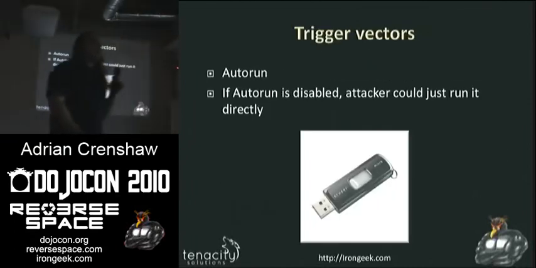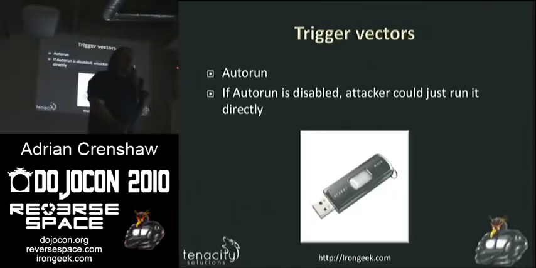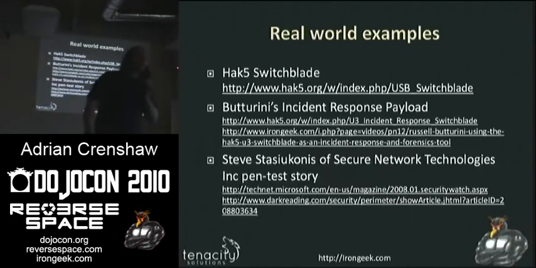Alright, trigger vectors. Once again, we've got the auto run, and if auto run's disabled, there are a few other techniques. People can just run it directly, for instance. Now, a few real-world examples of this. You can go ahead and check out the Hak5 switchblade, of course, and they've got multiple payloads, a lot of them involving dumping password hashes and whatnot for later cracking.